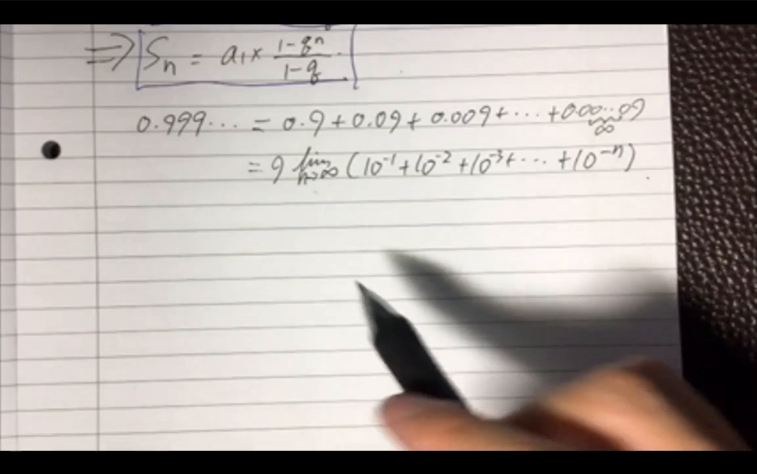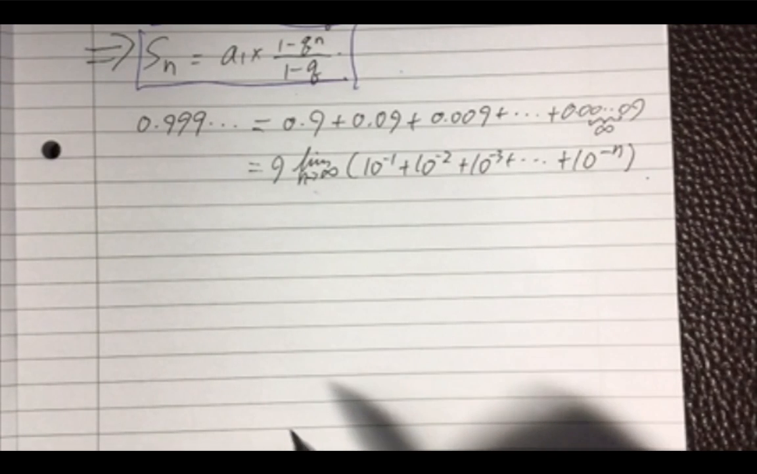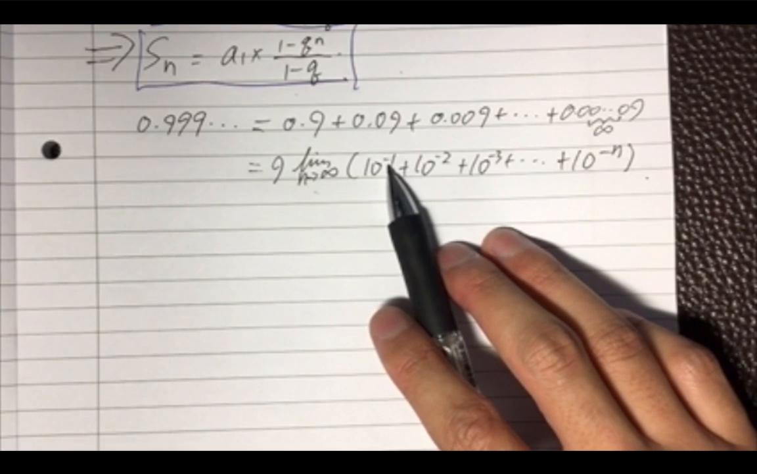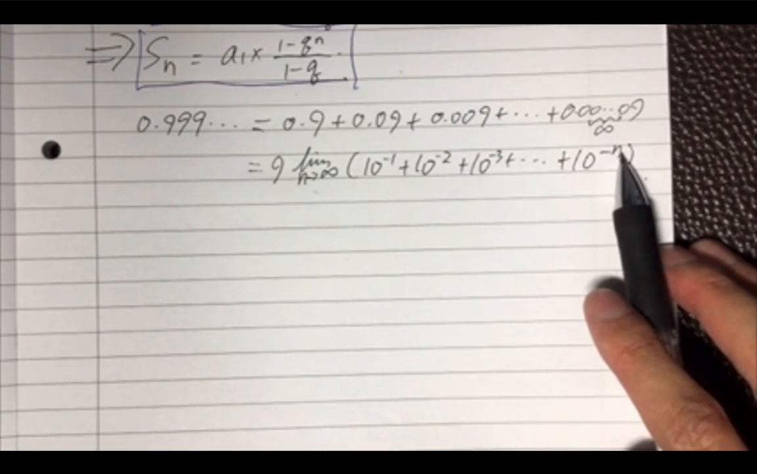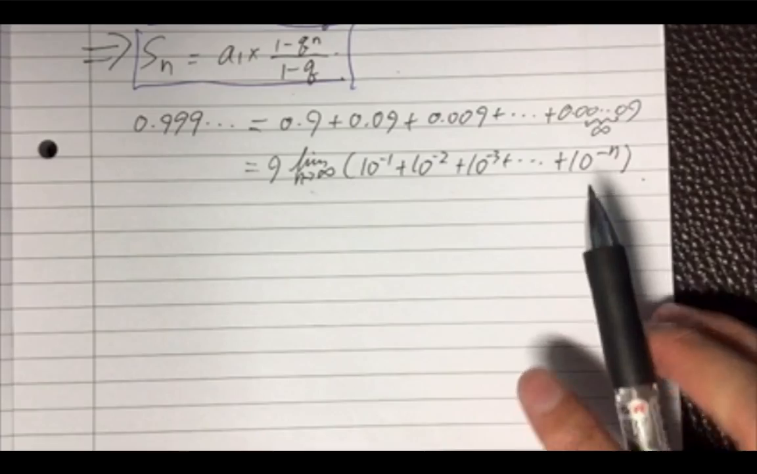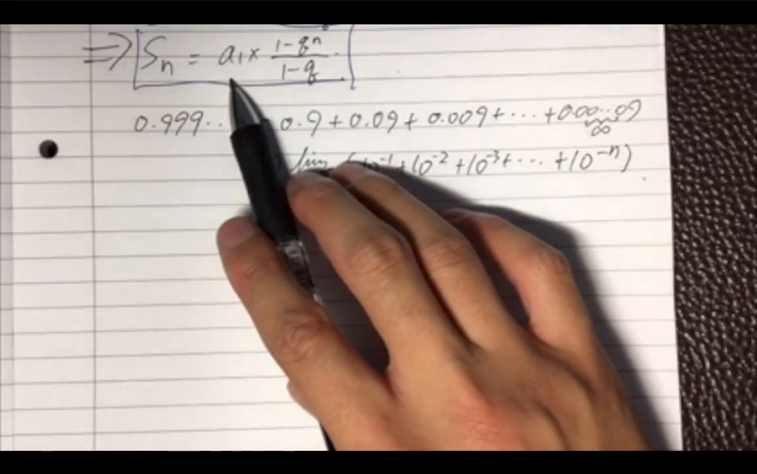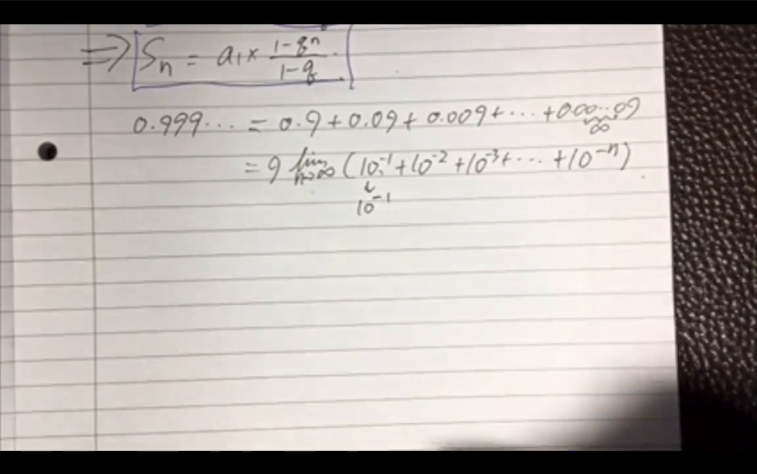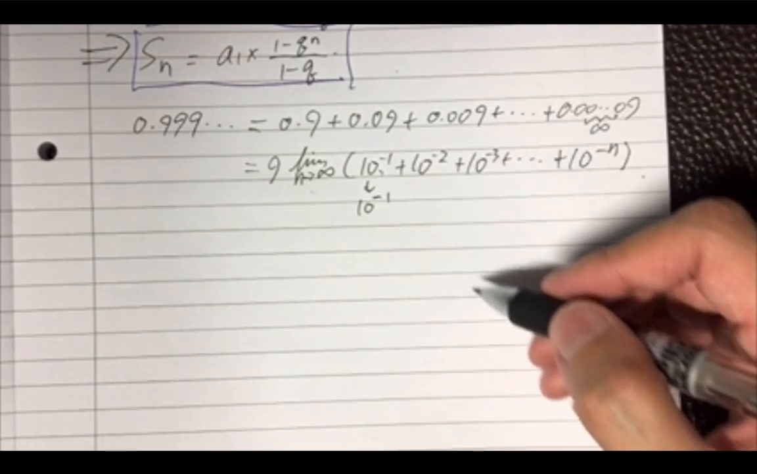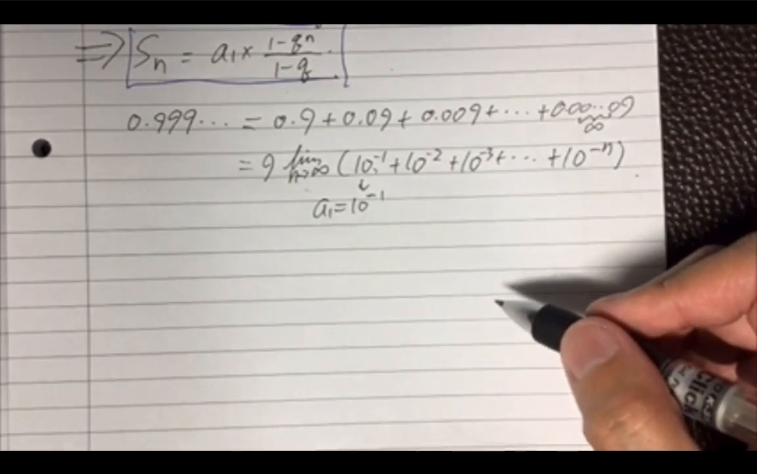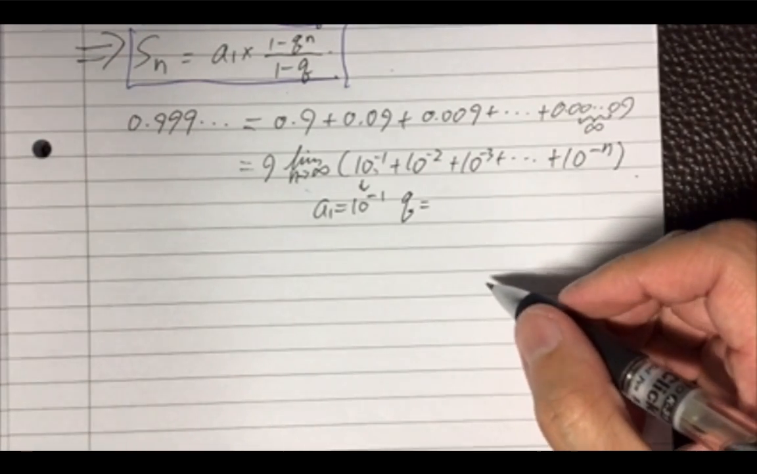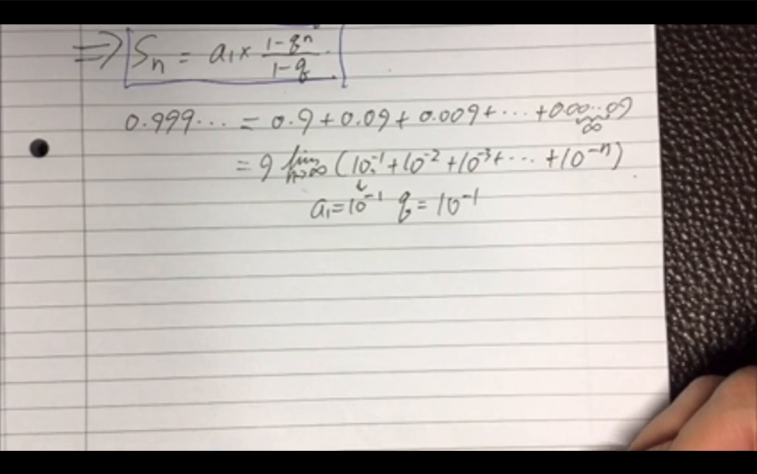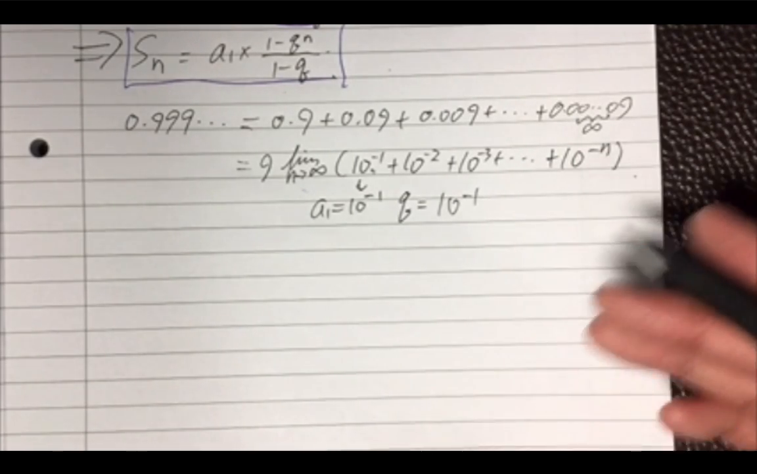Alright, let's move back to our original equation. We know that the thing that we need to solve is 10 to the power of negative 1 until 10 to the power of negative n. And let's substitute all the things with this equation. What is a1? a1 here will be this 10 to the power of negative 1, right? And what is q? q will also be 10 to the power of negative 1, right? n, as we don't know, we just write it as n.